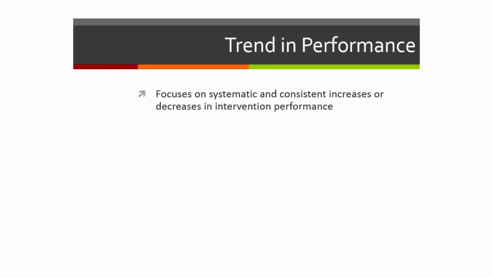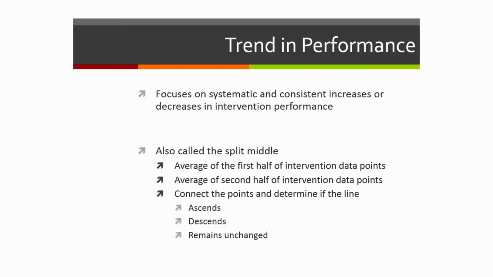There's a trend in performance. This focuses on all of your consistent, systematic increases, or it could be decreases, in intervention performance. Also called the split middle, and we're going to do some split middle, and we'll talk about ECL, which is accelerated lines. The average of the first half of the intervention points, and the average of the second half of the intervention points, we're going to connect those and look at that slope. Then we're going to look at the slope of the line for the baseline, and see, does it go up, does it go down, is it unchanged? Whenever we look at that on the intervention side, if it's up, then we have an ascending phase, descending, or it remains unchanged.